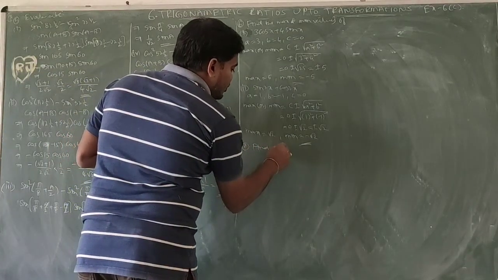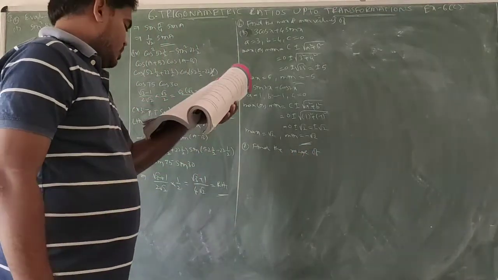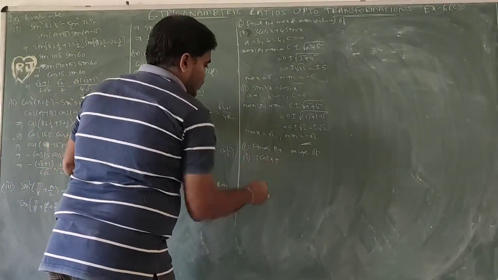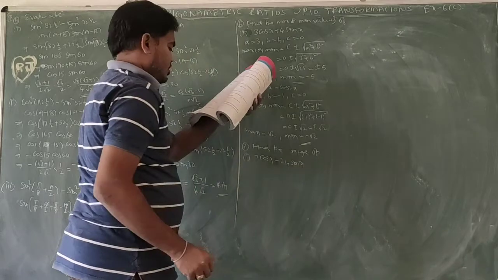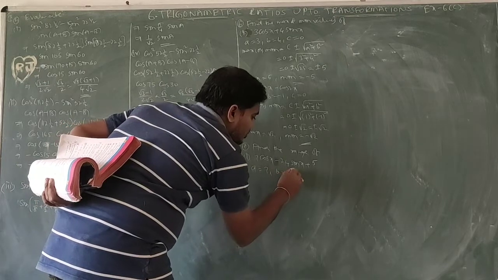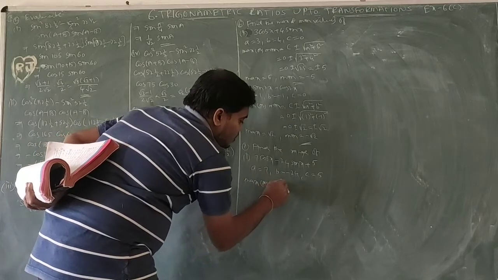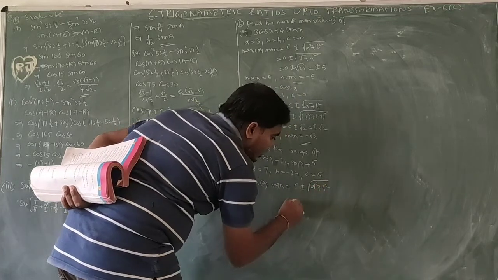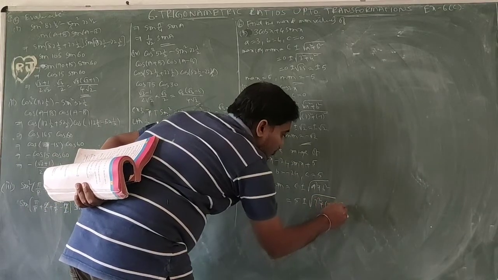Find the range of. Range is nothing but we need the maximum and minimum. So first one: 7 cos x minus 24 sin x plus 5. A equal to 7, B equal to minus 24, C equal to 5. So maximum or minimum equal to C plus or minus under root A square plus B square, 5 plus or minus under root 7 square plus minus 24 whole square.